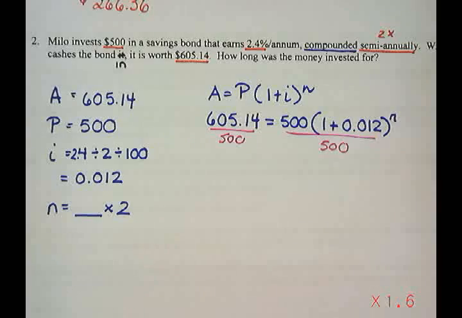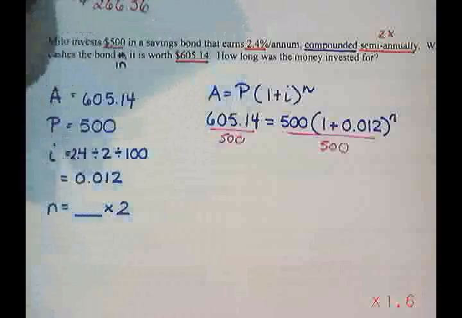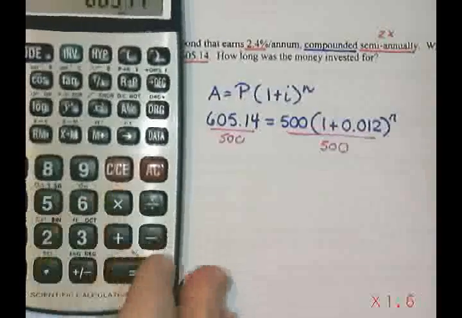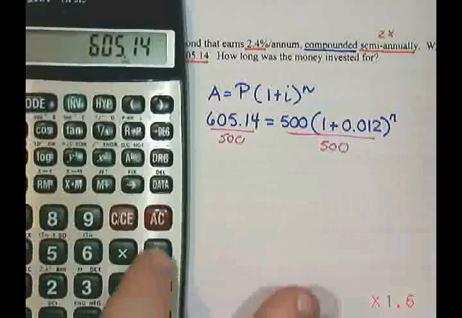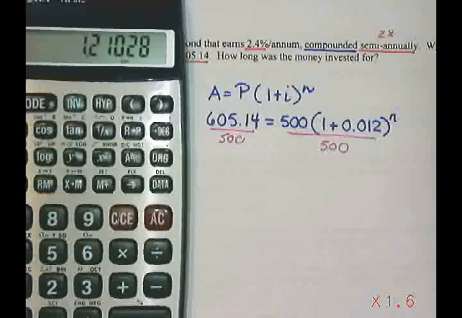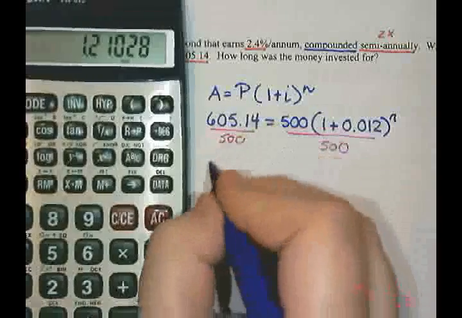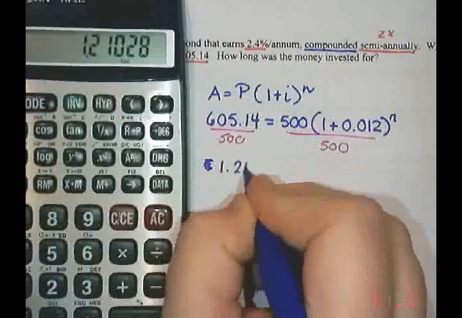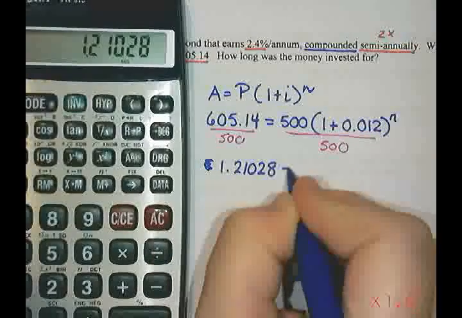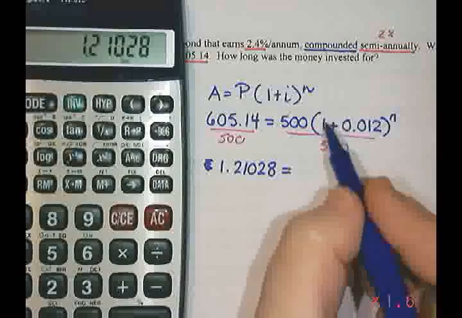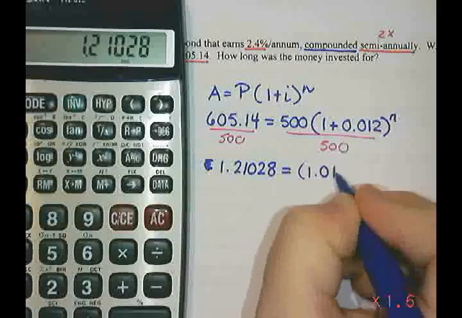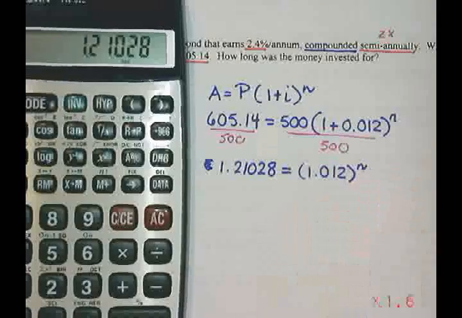So $605.14. If I divide that by 500, I get a decimal, and you need to make sure you keep every single last decimal place. Do not round. So 1.21028. And then since this is inside the bracket, I can at least add that together. So I get 1.012 to the power of n.